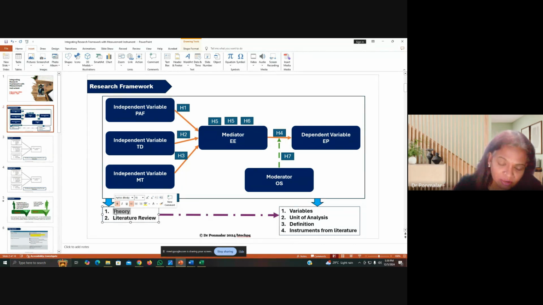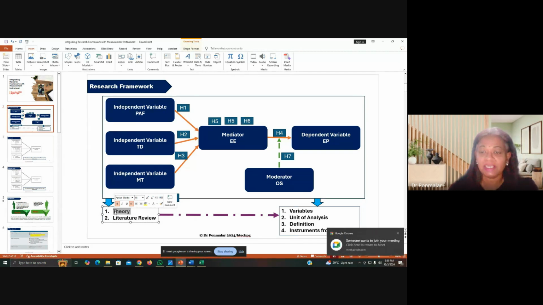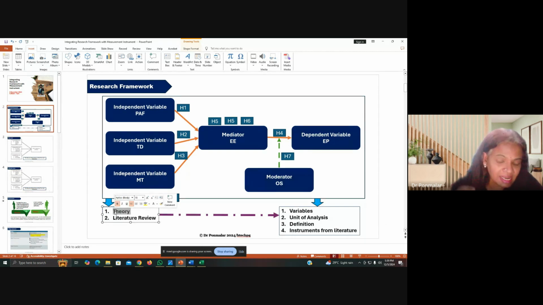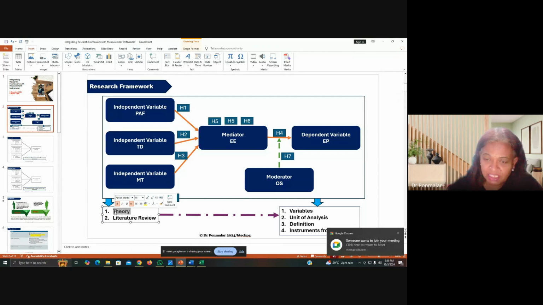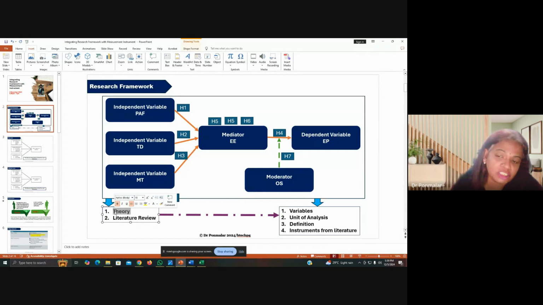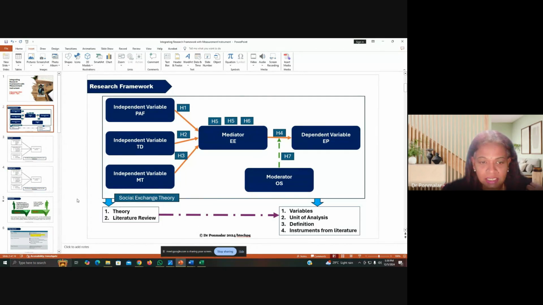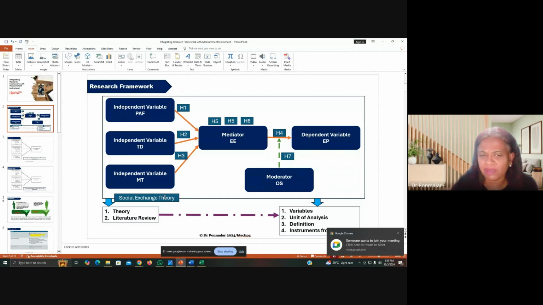Okay, another set of theory is theory that explains the relationship between variables. They don't have any particular variables, but they explain what kind of relationship must be there between variables. For example, you can see here, this is social exchange theory. Social exchange theory is a very old theory. It is actually explaining reciprocity. That means when you give something, in return you'll get something back.